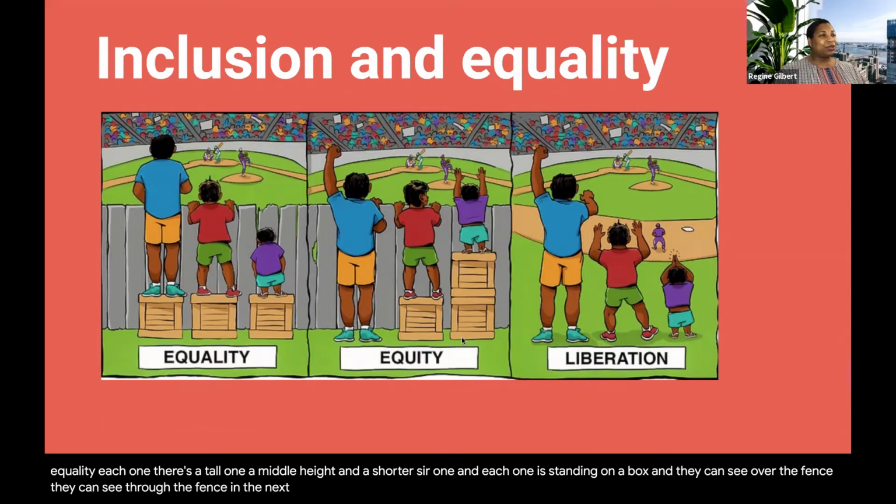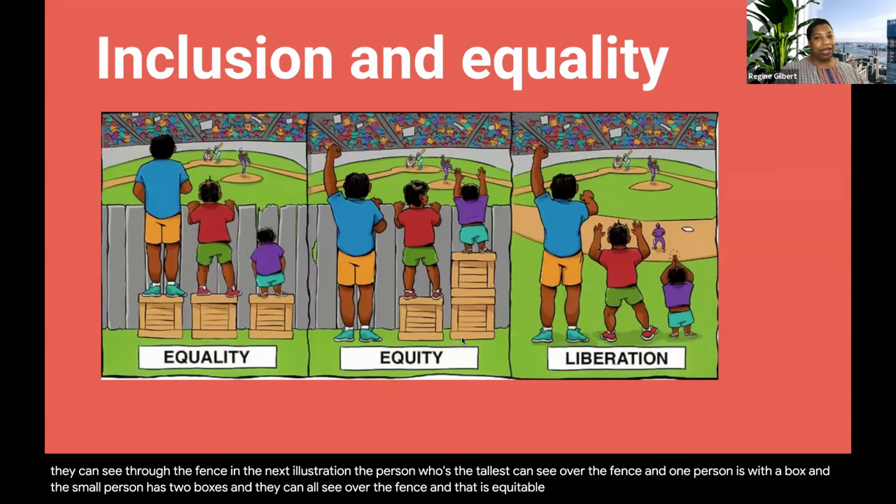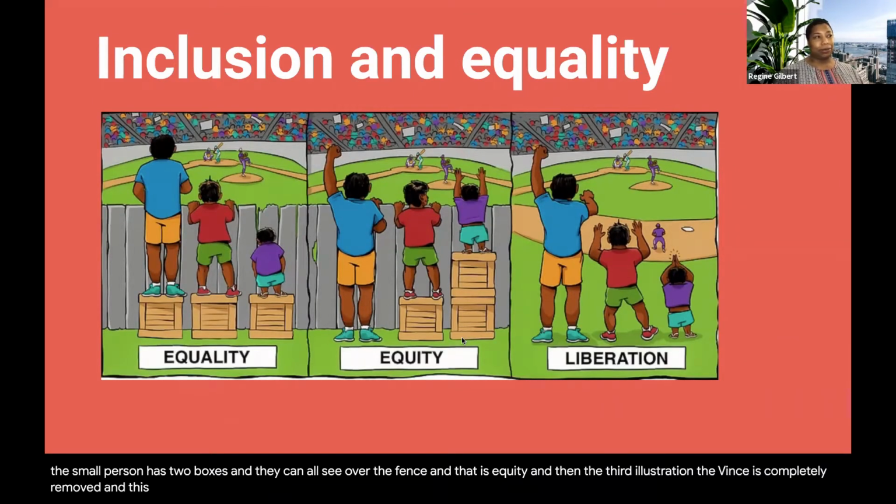In the next illustration, the person who's the tallest can see over the fence, and one person is with a box, and the small person has two boxes, and they can all see over the fence. And that is equity. And then in the third illustration, the fence is completely removed, and this is liberation. So when we think about inclusion and equality, it's removing the barriers, it's removing friction from our day-to-day life.